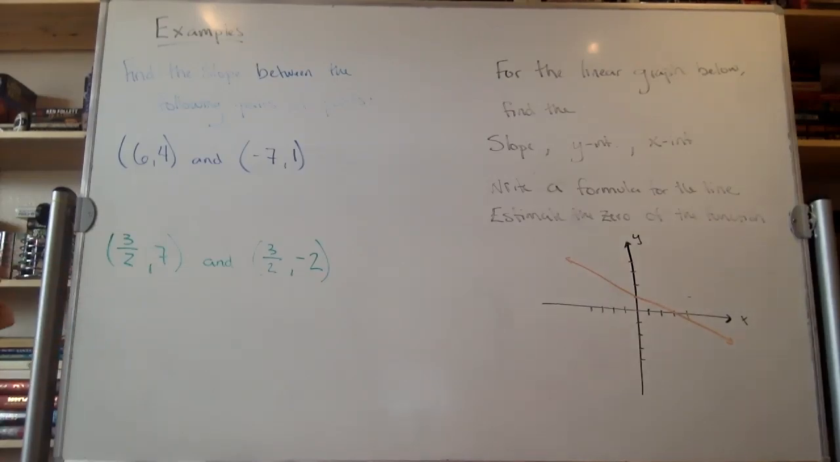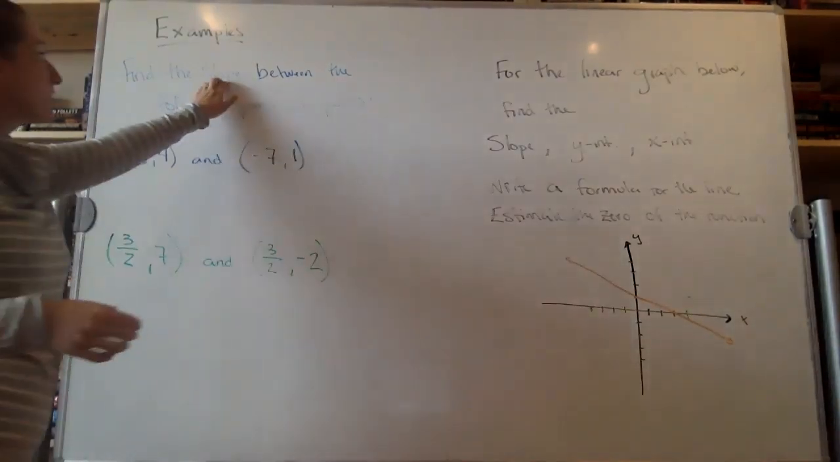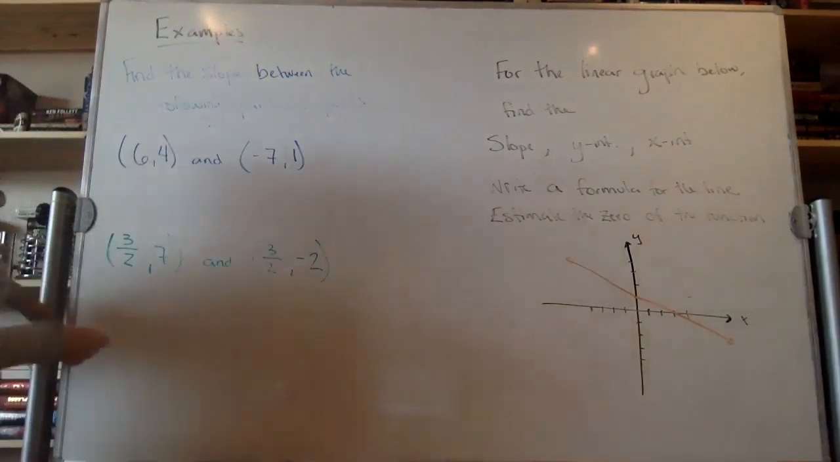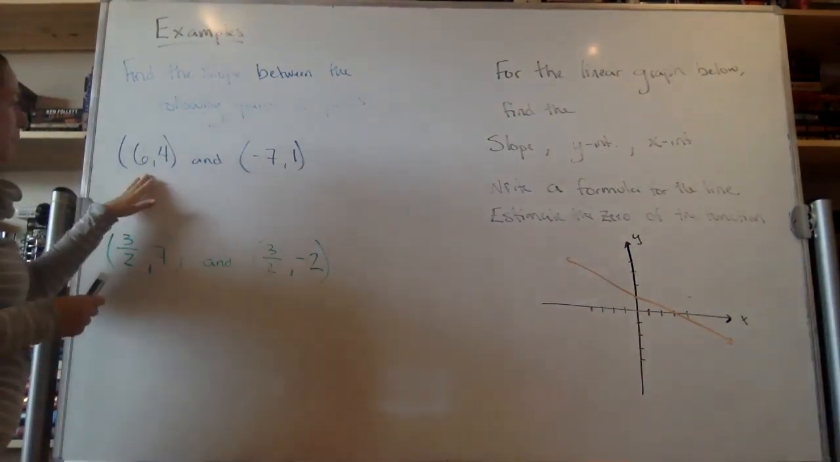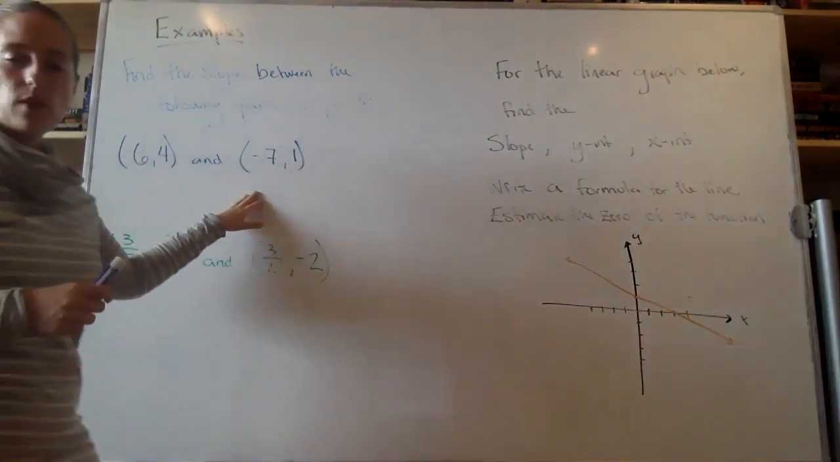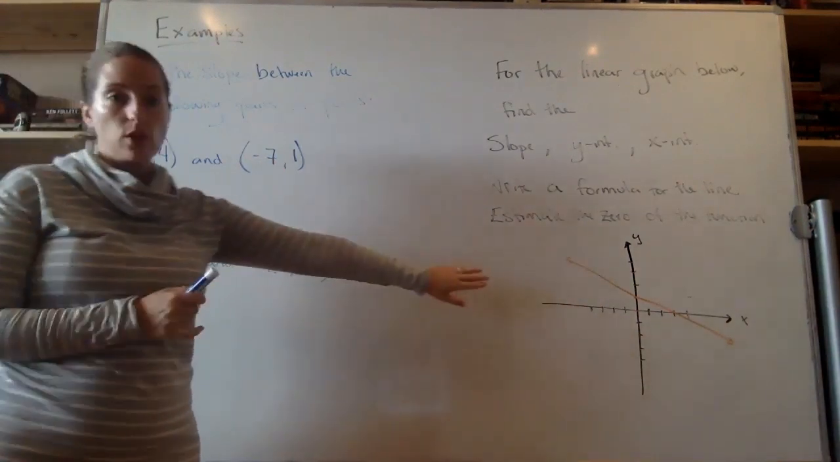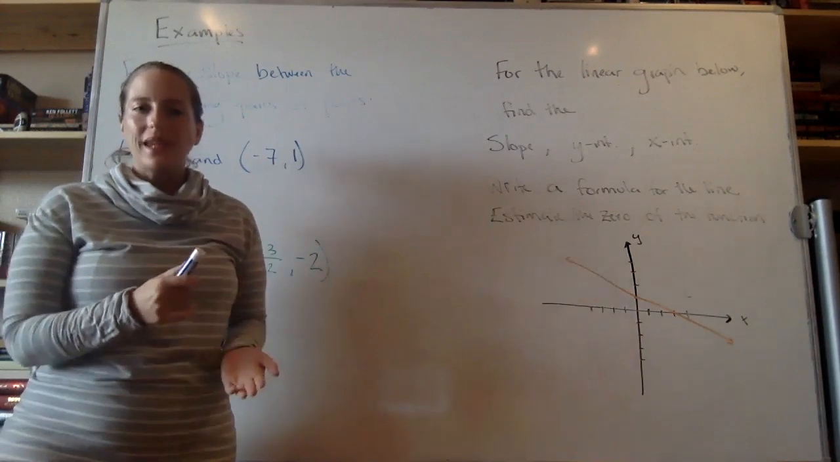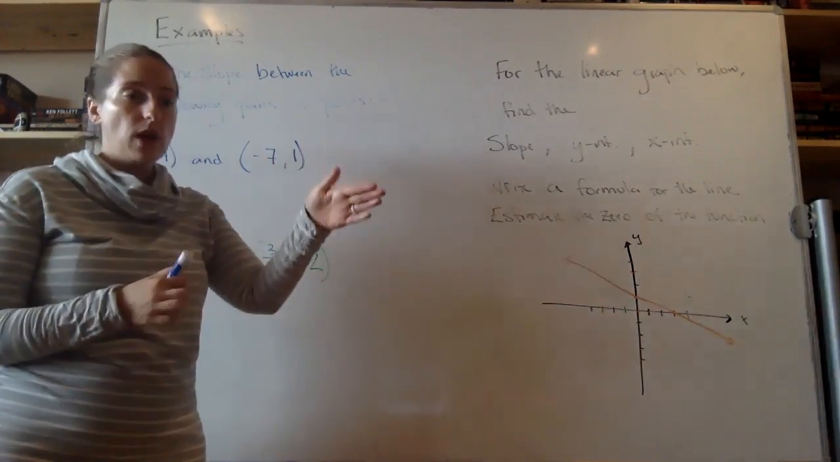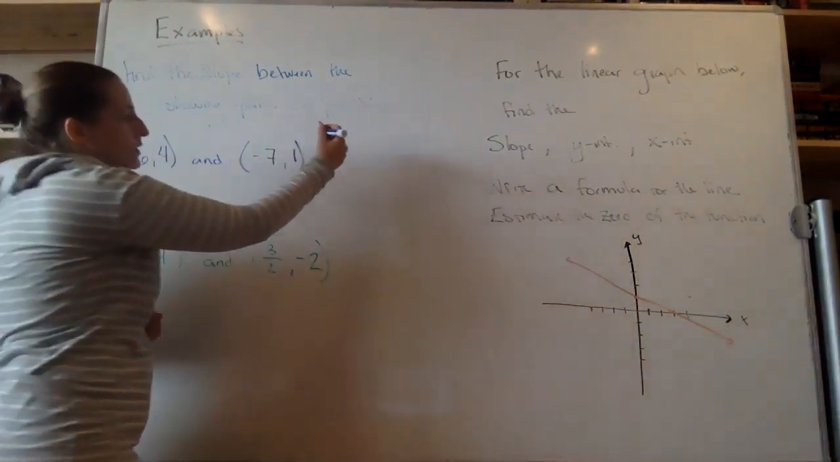All right, now we're going to work a couple of examples. So first we're going to find the slope between the following pairs of points. So our first pair of points is (6, 4) and (-7, 1). Now there's two ways we could find the slope. We could plot these on a Cartesian coordinate system like the one over here and use a counting argument to count rise over run. Or we can use our slope formula.